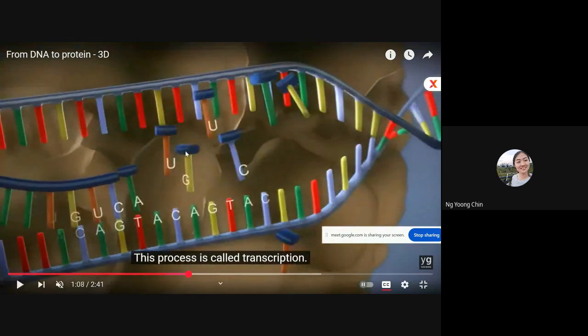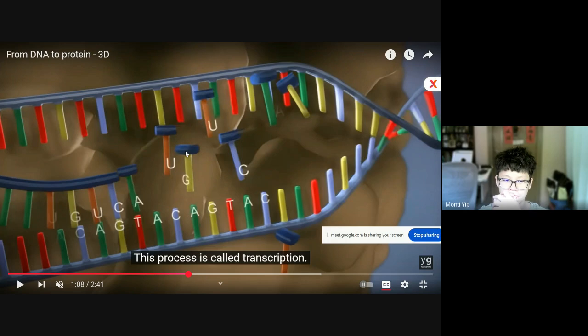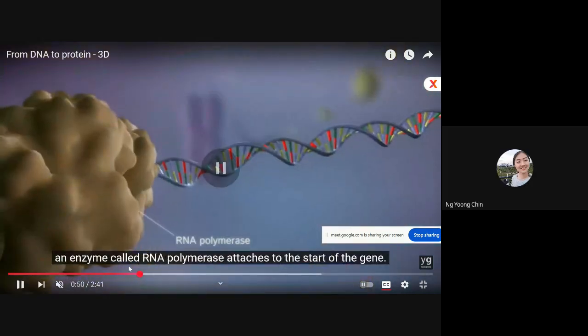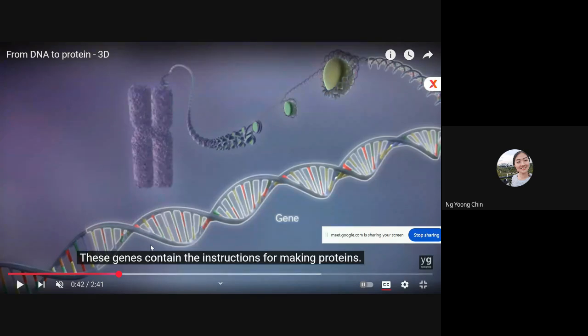The reason they are making this, Monty, is that DNA is too large and too complex already. You can see the DNA structure like this. Too large, too complex, right? So you just need a certain part of the information on it. So you just need to copy it out. How do you copy it out? You transform it to become RNA first. So RNA contains the information from the DNA to make the proteins.